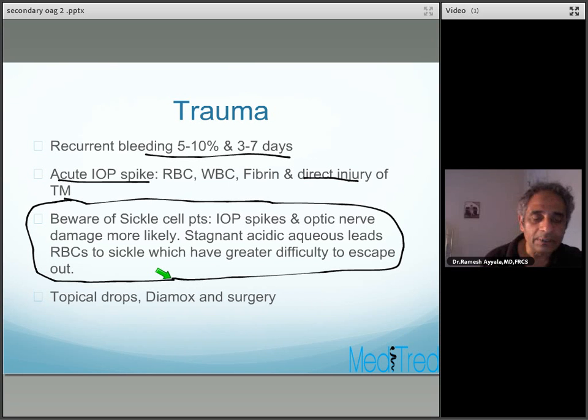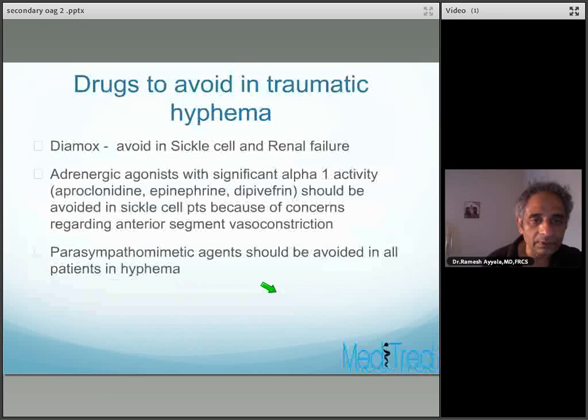Now, in terms of treatment to control the intraocular pressure following trauma, you can look at three modes of treatment: topical medications, oral anti-glaucoma medications such as Diamox, and surgery. There are some drugs that you would like to avoid in traumatic hyphema. For example, Diamox. You want to avoid Diamox in patients with sickle cell disease and renal failure.